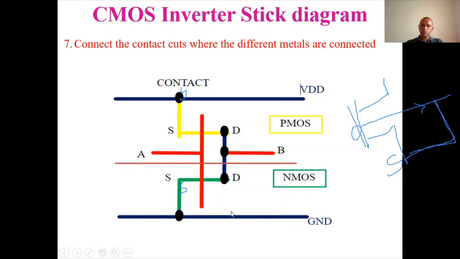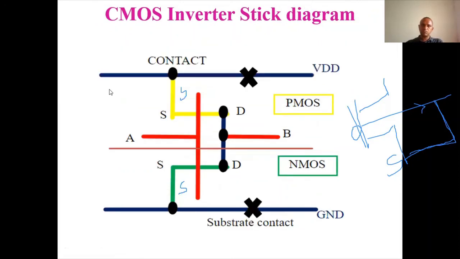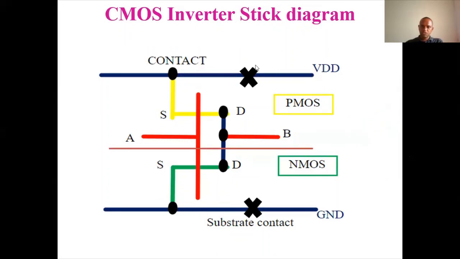This is how you can complete the CMOS inverter stick diagram. Here I am using this substrate symbol, and VDD is connected to the source. Source and substrate will always be shorted, so the substrate is also connected to VDD here in the PMOS. In the NMOS the source will be connected to the ground, and at the same time the substrate is also connected to the ground. So this is the complete stick diagram formation of our CMOS inverter.